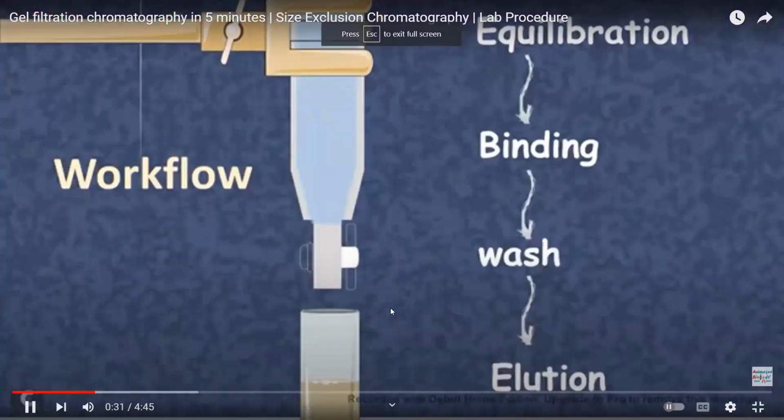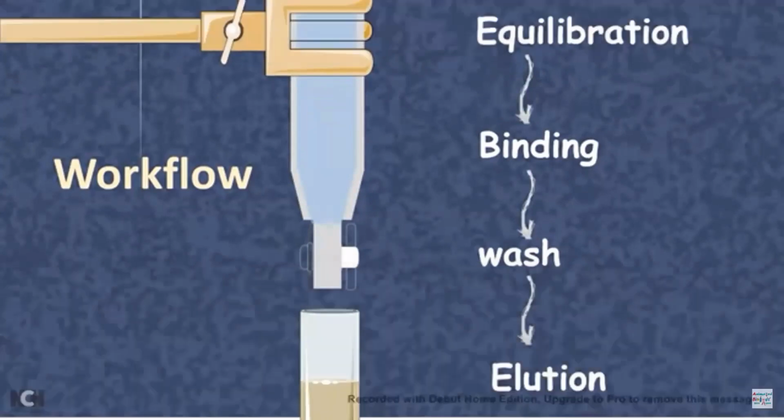Just like any other column chromatography, the workflow is very similar. It starts with an equilibration stage, followed by a binding stage when the protein or the analyte is binding to the column, followed by a wash where the non-specific binding are removed, and then the elution step when you sequentially get your purified fraction eluted. Now, let's see how gel filtration chromatography is very different from other types of column chromatography.